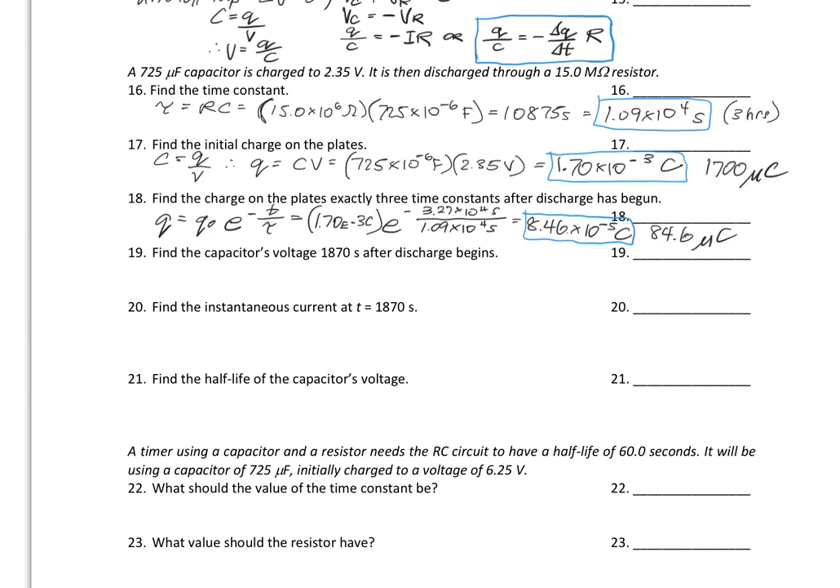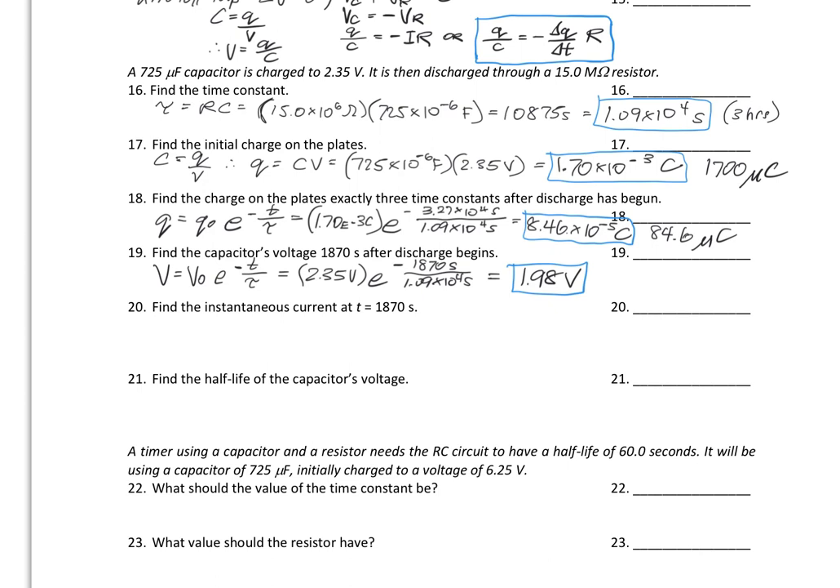All right, capacitor's voltage, 1870 seconds after discharge begins. There's the formula for voltage. V naught was 2.35 volts. We wind up with 1.98 volts. Next, instantaneous current at 1870 seconds.